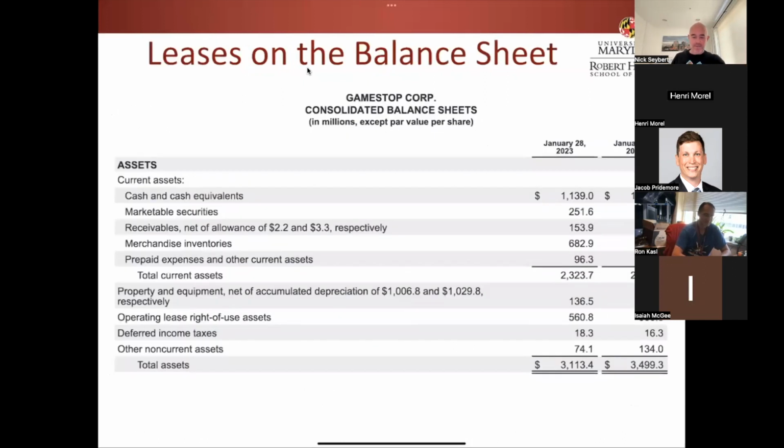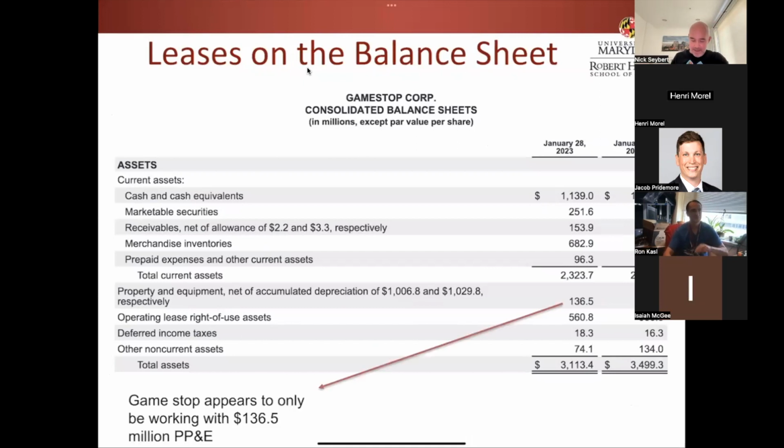So let's look at GameStop's balance sheet. This is the assets of GameStop. All right. And we want to see how efficiently they are using their property, plant, and equipment. We just looked at this, right? We looked at their PP&E turnover ratio. And did I make the adjustment? I did make the adjustment.